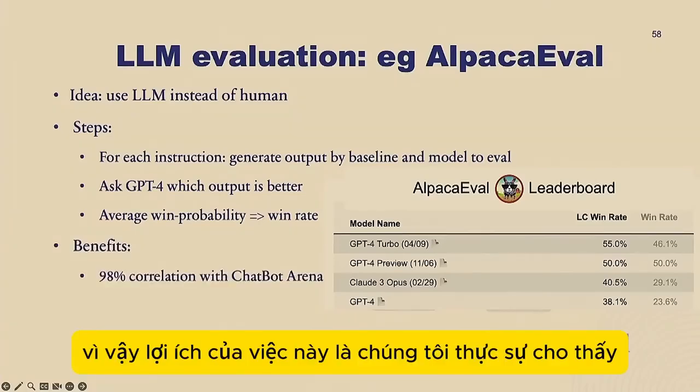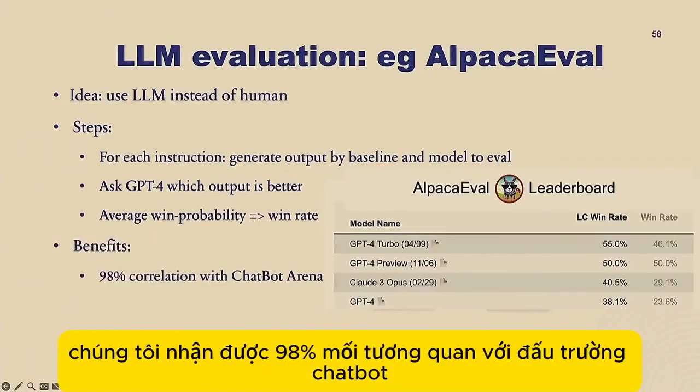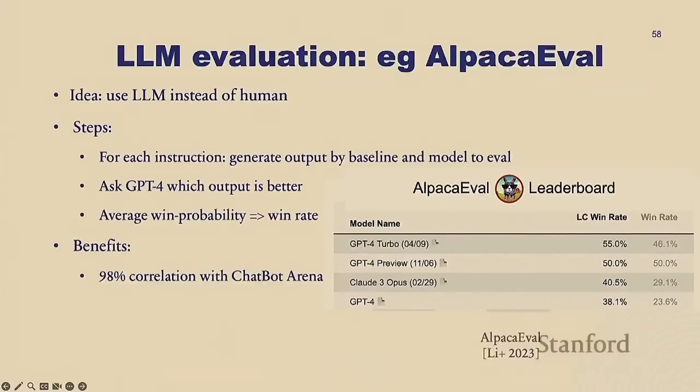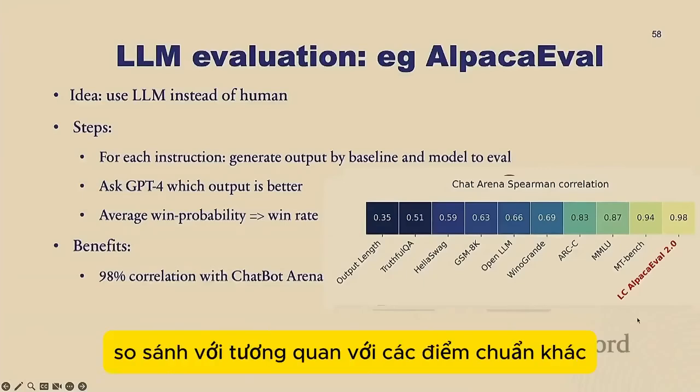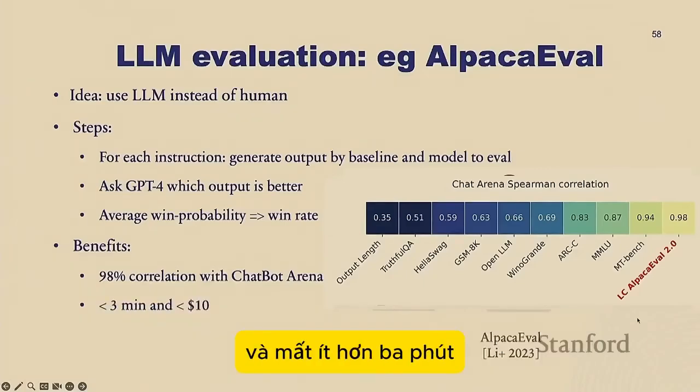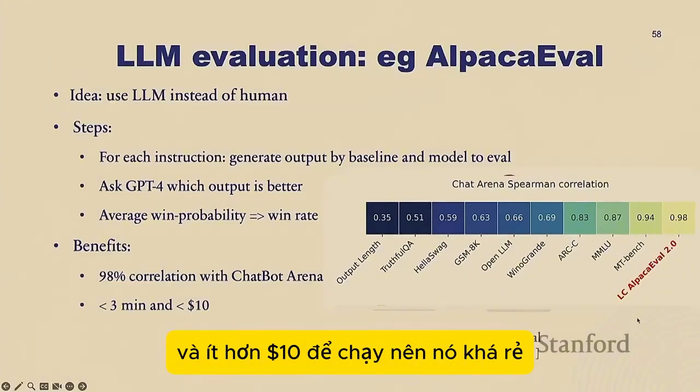So the benefit of this is that we get 98% correlation with Chatbot Arena, so very high correlation with humans. This is a comparison of correlation with other benchmarks, and it takes less than 3 minutes and less than $10 to run, so it's pretty cheap.